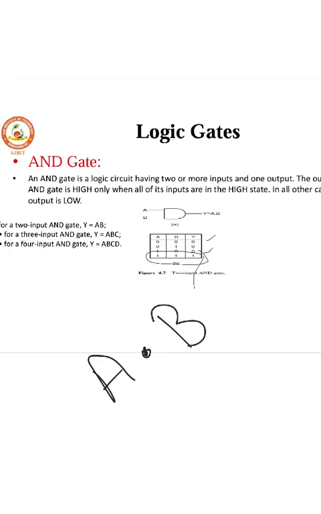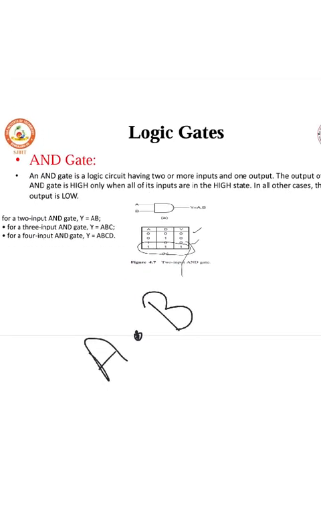Okay, this is about the AND gate. Things to remember here: the AND gate performs the multiplication operation and gives you the output. It can be 2 input or 3 input depending upon the question. You can answer it for 2 input bits or 3 input bits.